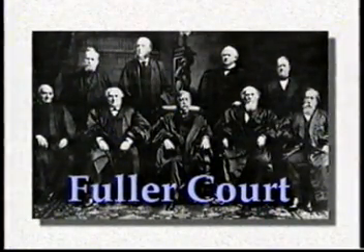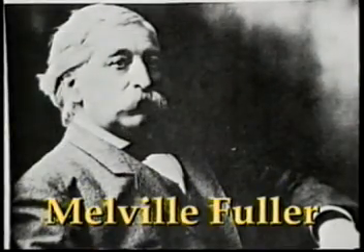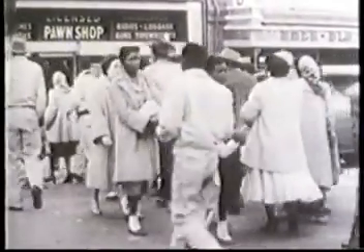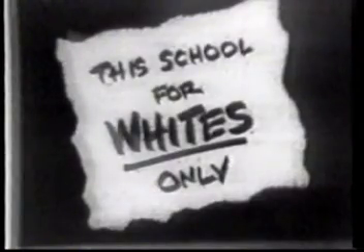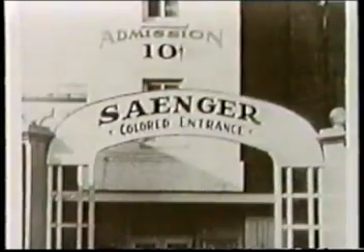It was now under the leadership of Chief Justice Melville Fuller. In May of 1896, the court ruled that separate but equal facilities did not violate the Constitution. The court ruling condemned generations of African Americans to suffer second-class citizenship in the land in which they were born. Separate but equal remained the law of the land for over 50 years.